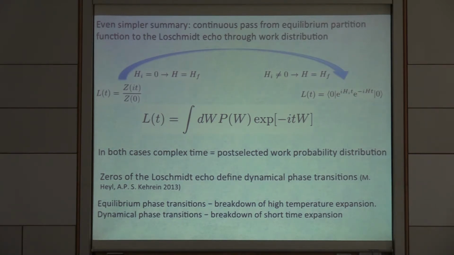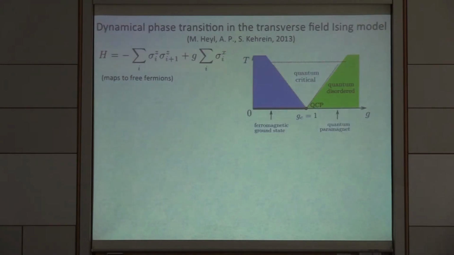Now it becomes more natural, because this object, as I said, is sort of the same on both ends. So we can define zeros of the Loschmidt echo and call them dynamical phase transitions. So we can view, in simple words, equilibrium phase transitions as a breakdown of high temperature expansion, and dynamical phase transitions as breakdown of short time expansion. And let me show this original simple work.